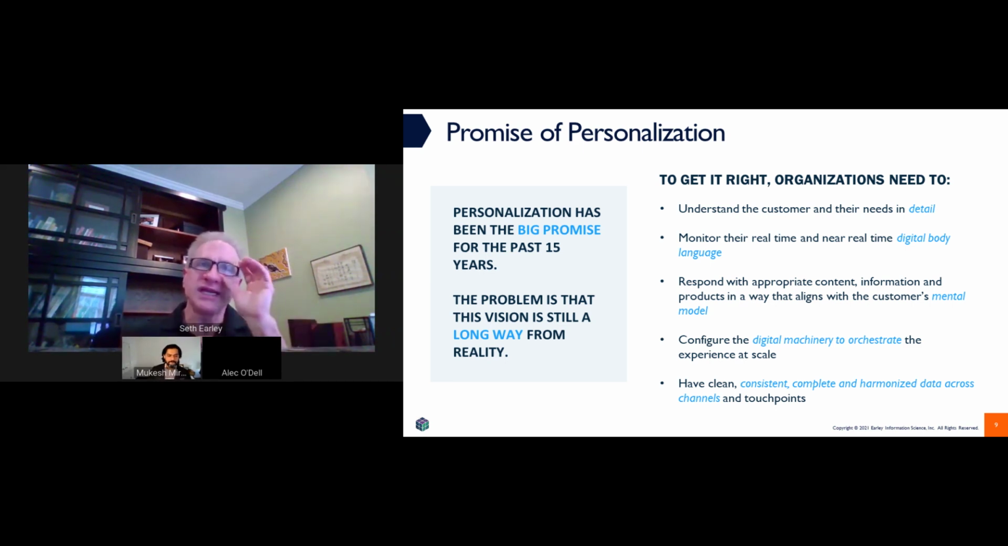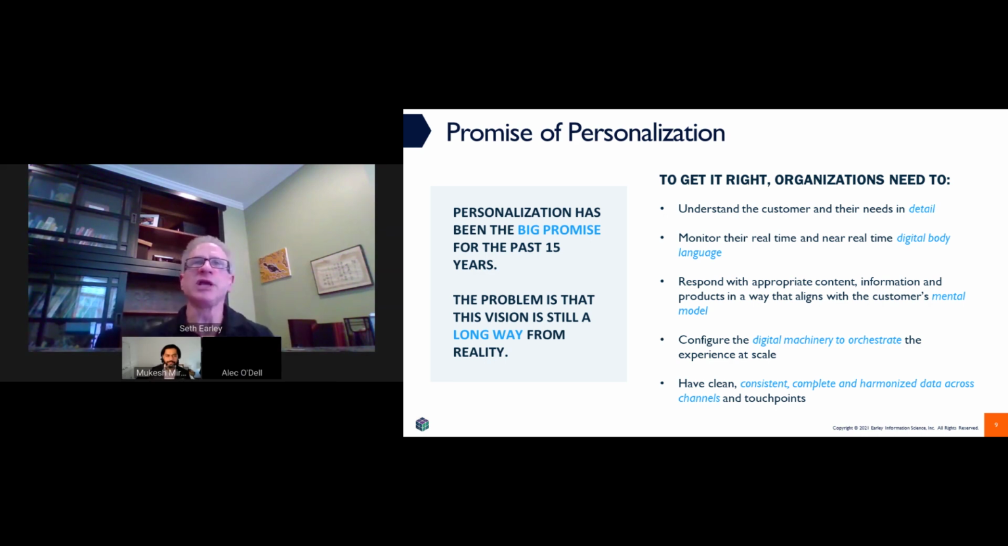But the problem is that many times we don't understand that customer in enough granularity. We don't understand the detail of what they need when they need it. We have to monitor that body language, that digital body language coming from all those systems. And we have to figure out how to respond to it in a way that aligns with their mental model.